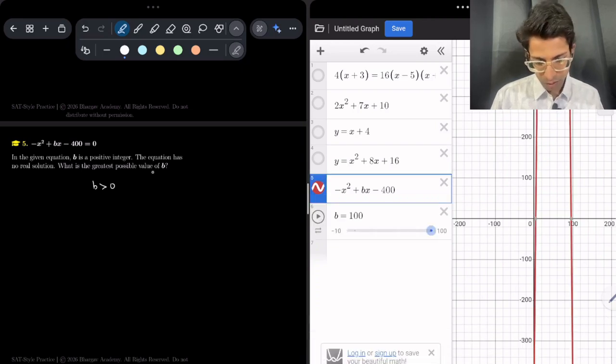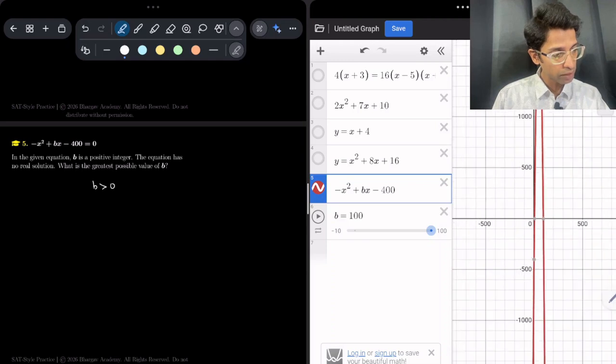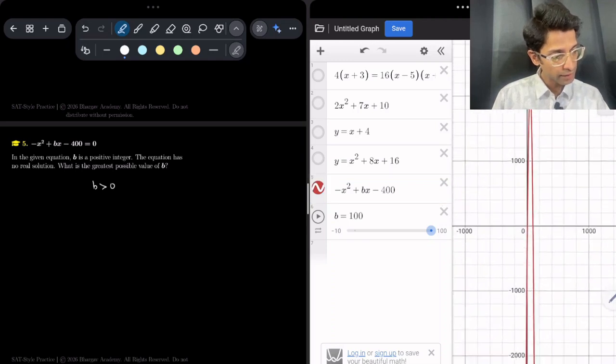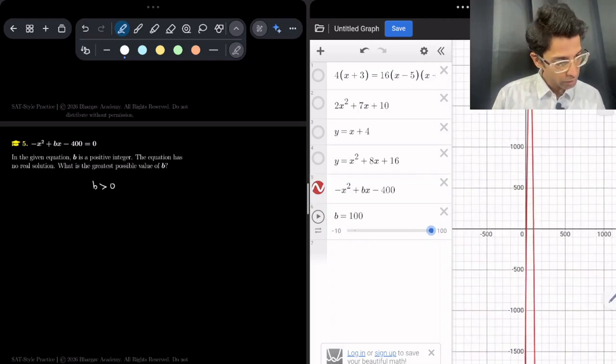So what do we have here? The equation has no real solution. So this parabola should not be touching or intersecting the x-axis. So let me, yes, now some luck. I have some luck here.